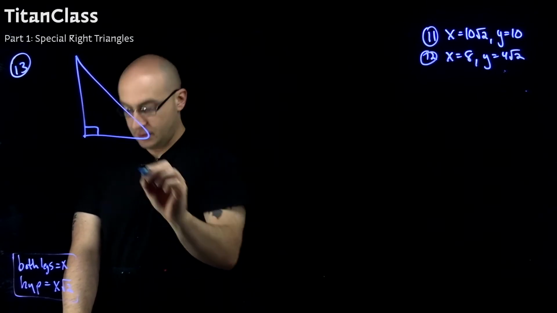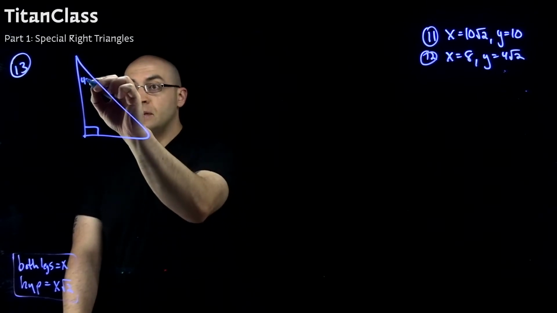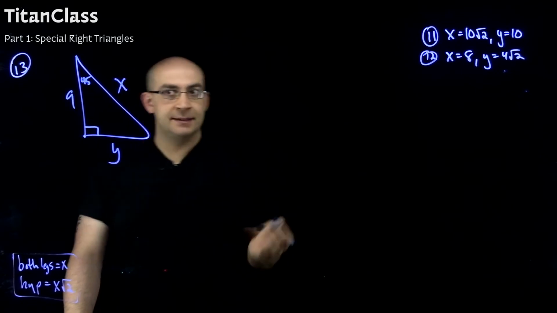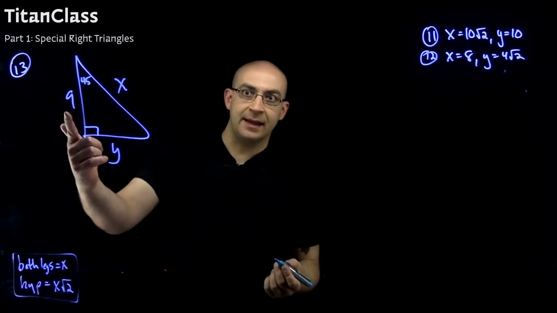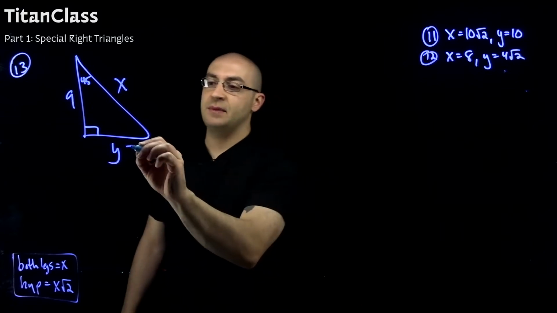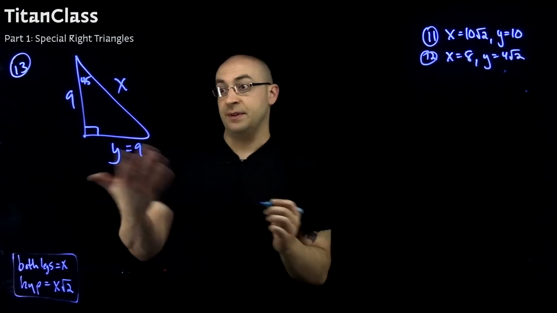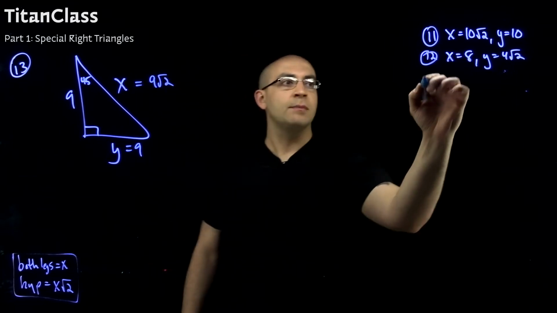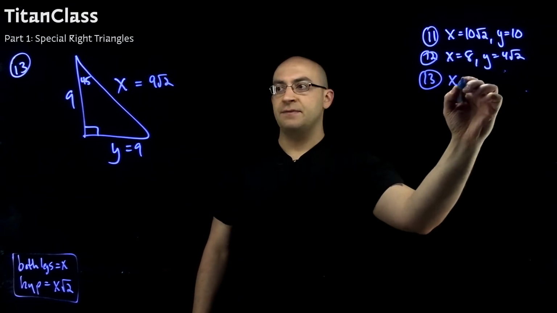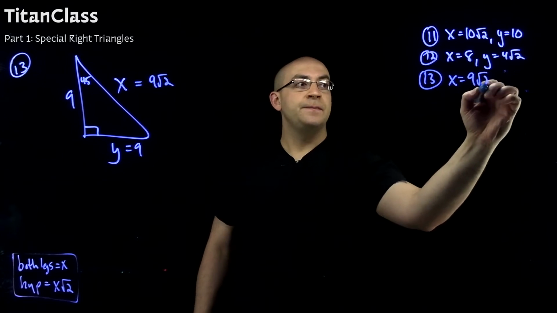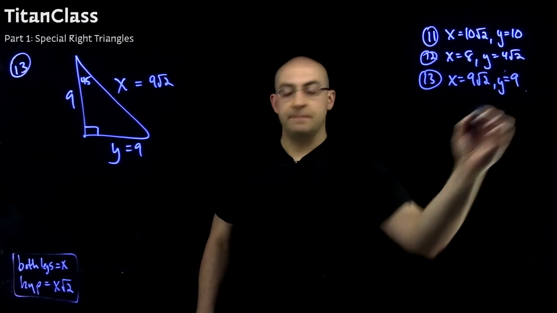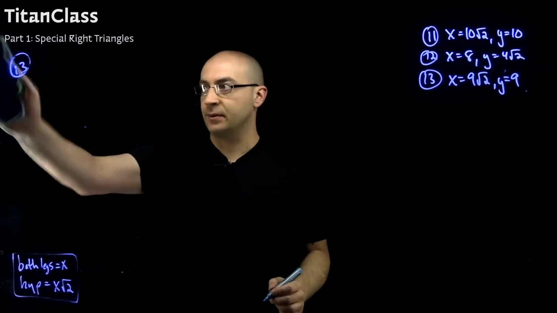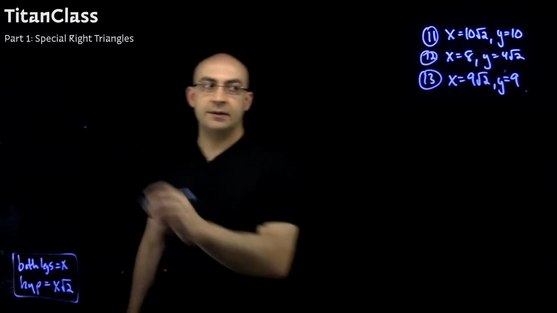Kind of an upright right triangle, 45, x, y, 9. Should be relatively simple, right? This is a leg. This leg has to be the same. That's going to be 9. And I'm just going to substitute the 9 in for the x part, so this is going to be 9 root 2. All right, so very, very simple problem. Number 13, my x value is going to be 9 root 2, and my y value is going to be 9, right? 45, 45, 90s are real slick, right? They're pretty simple compared to your 30, 60, 90s.